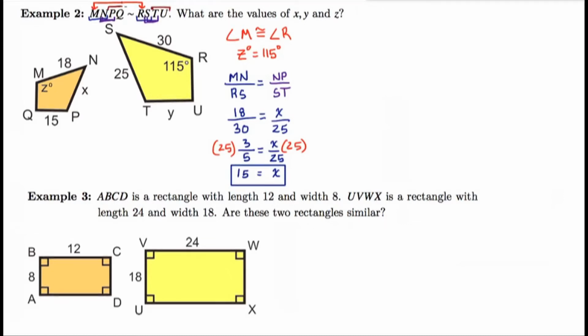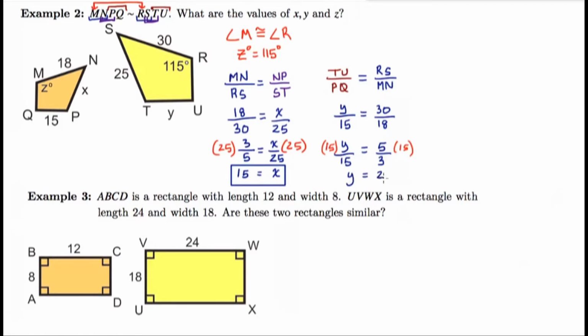So T to U corresponds to P to Q. PQ is 15. So TU to PQ has to equal RS to MN. So substitute what I know. Y over 15 equals 30 over 18. 30 over 18 simplifies to 5/3. Multiply 15 to both sides. Y equals 25. And we're done.